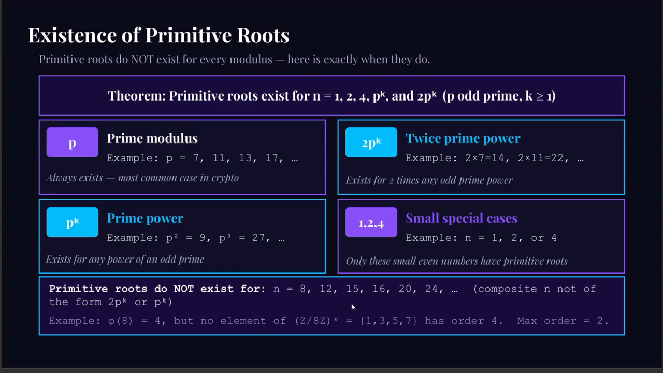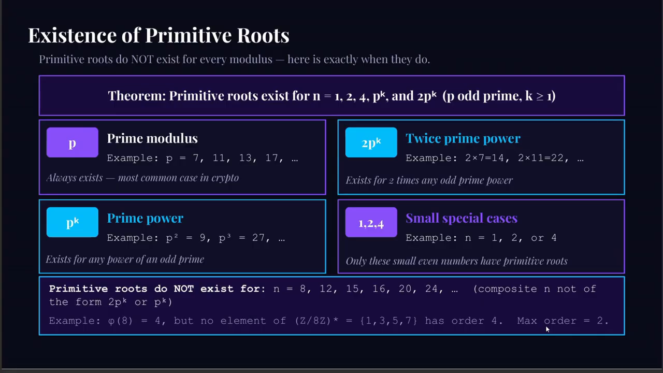For example, for modulo 8, Z_8^* equals {1, 3, 5, 7}. No element has order 4 because phi of 8 equals 4. Hence, no primitive root exists. This theorem is one of the most important classification results in elementary number theory.